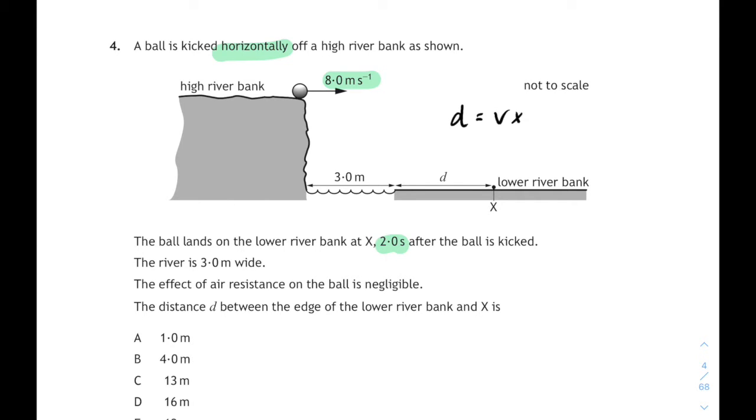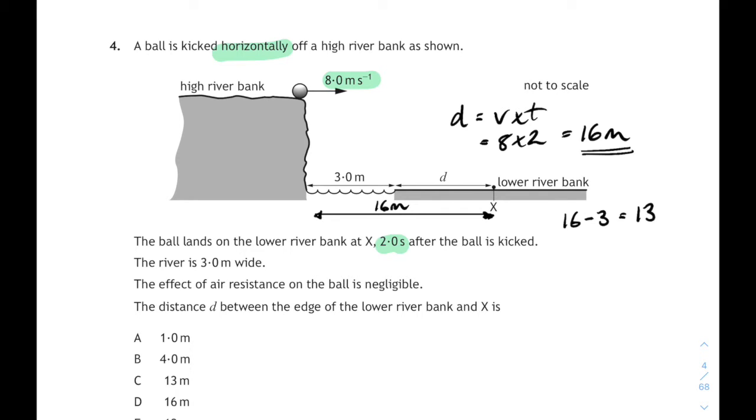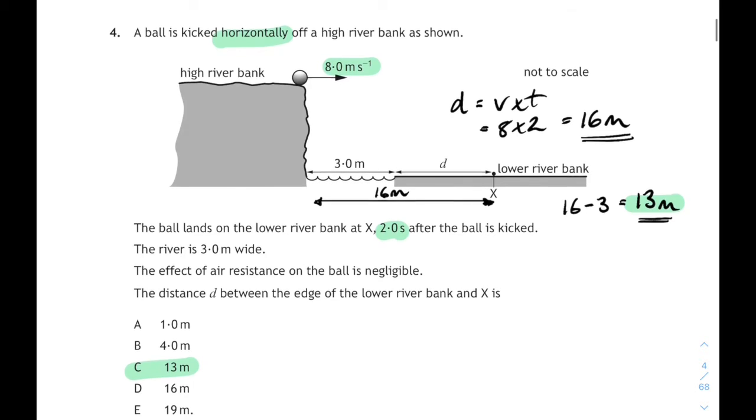Well, first thing we need to do then is work out how far the ball goes. It's distance equals speed times time, 8 metres per second, and it's in the air for 2 seconds, so it's going to go 16 metres. But we know that the river is 3 metres wide. So what's the distance going to be on the other side of the river? Well, that whole distance there is 16 metres. So the distance that we are looking for is going to be 16 minus 3 is 13 metres. And that corresponds to answer C. Quite tricky.